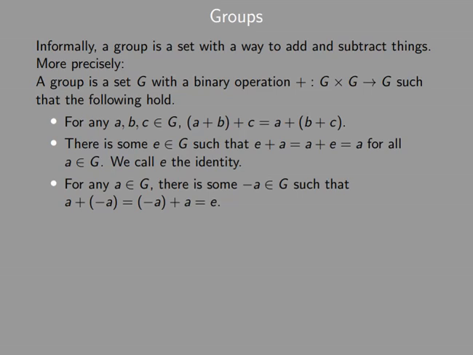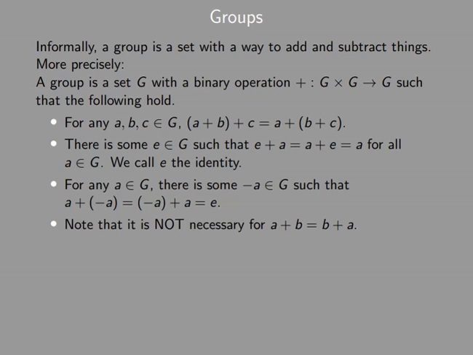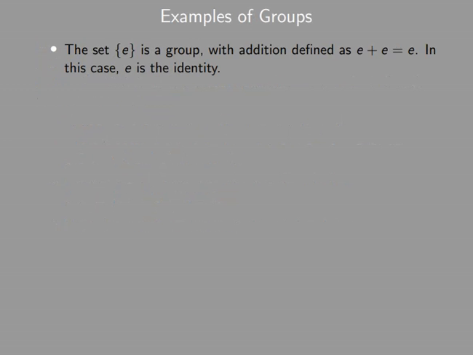The third property is, for any a in G, there's some negative a in G such that a plus negative a equals negative a plus a equals e, which is the inverse property. Note that it's not necessary for a plus b to equal b plus a, so groups do not have to be commutative. Now we will look at some examples of groups.